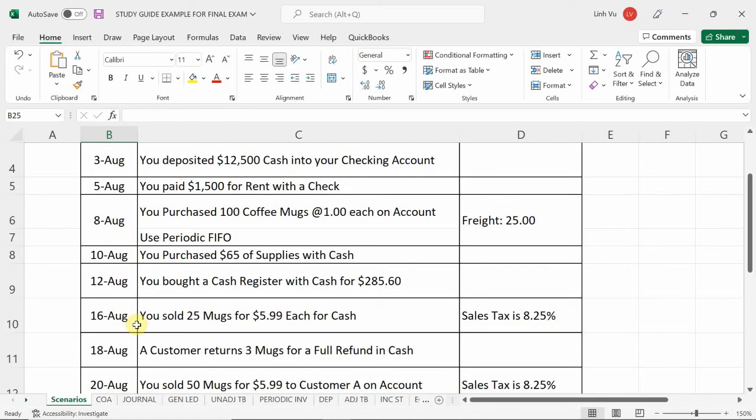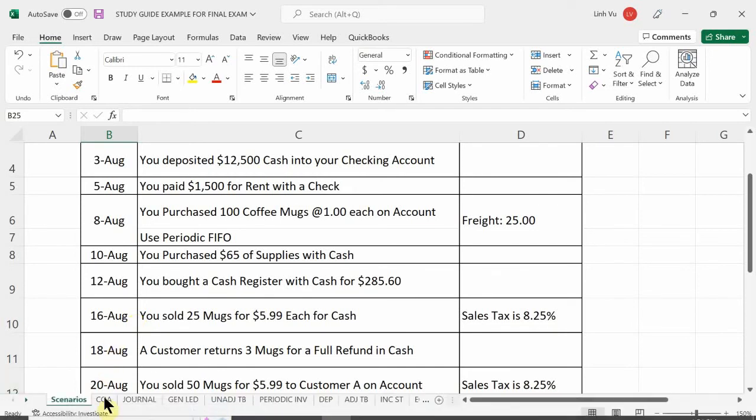So you have a few key terminologies here. You're going to be using periodic FIFO to keep track of it. And the costing method is FIFO. And of course, you purchased 100 coffee mugs for $1 each on an account. Freight was $25.